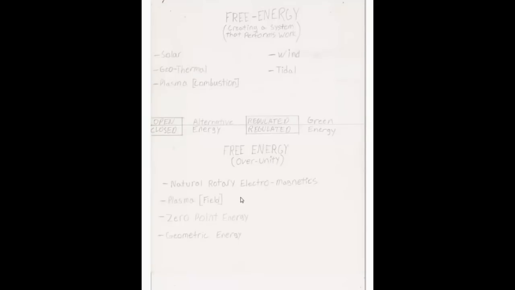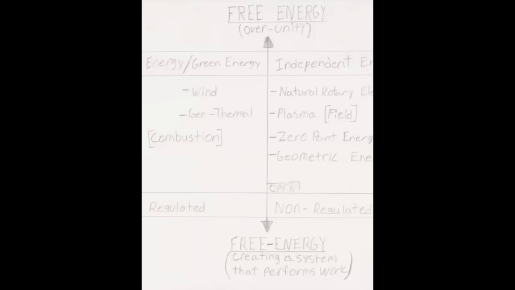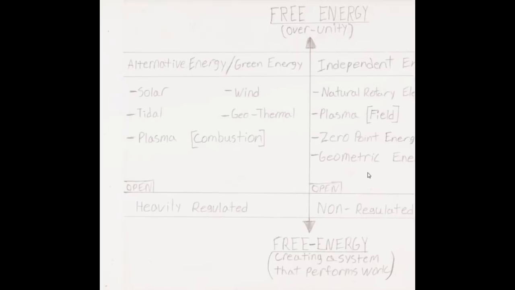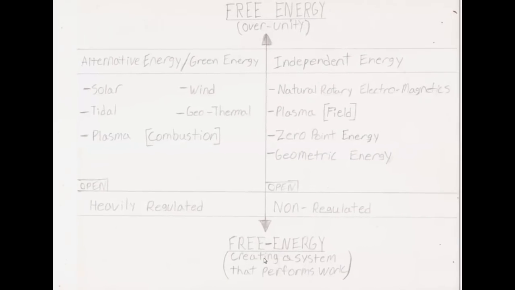So here's how it is. Natural electromagnetics, plasma, field plasma, 0-point energy, and geometric energy, those were always concealed for a couple hundred years. Now what happens, let me switch this, is as of June 30th, 2017, after the official signing of the document, this is what happened, changed to the power structure, is that free energy and free-energy is actually united. So now free energy is creating a system that performs work, and that work is over unity. There you go. And they work in conjunction instead of one over the other. And now both of these are open.